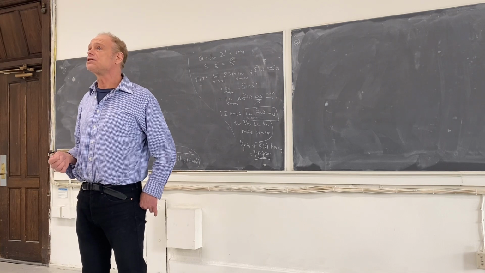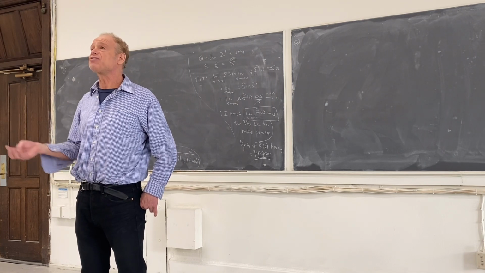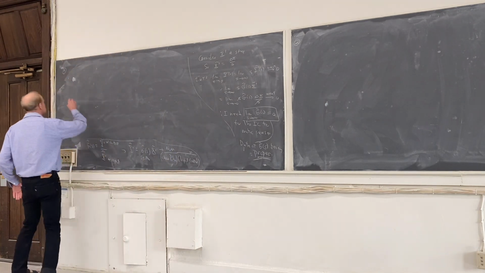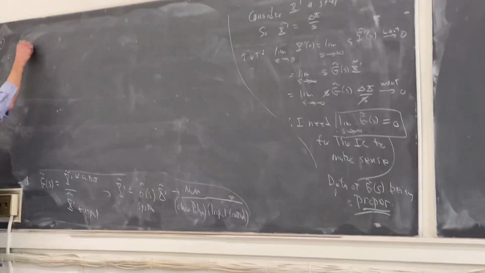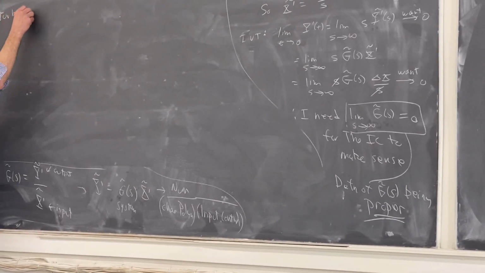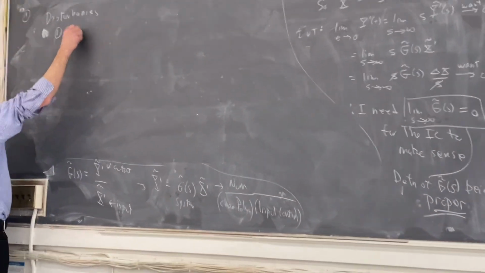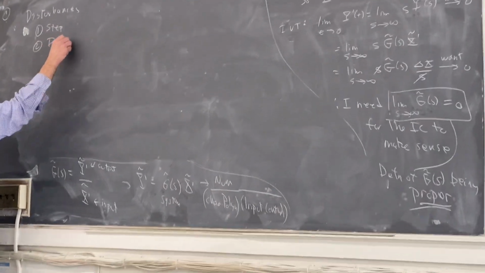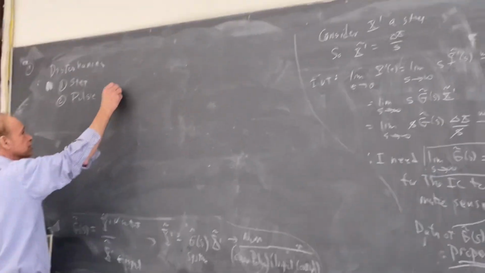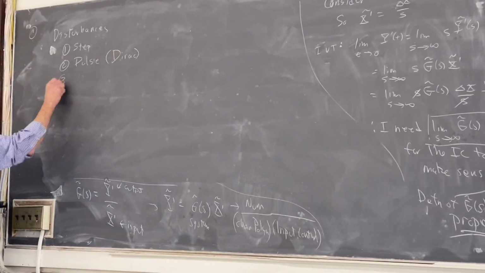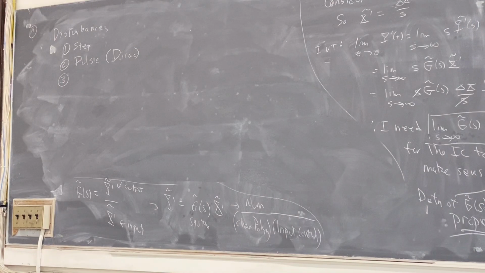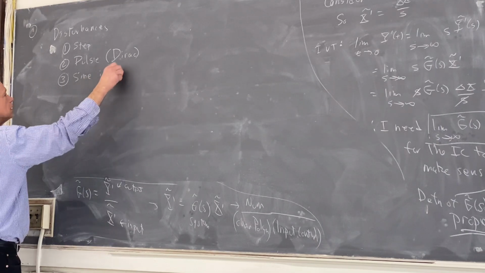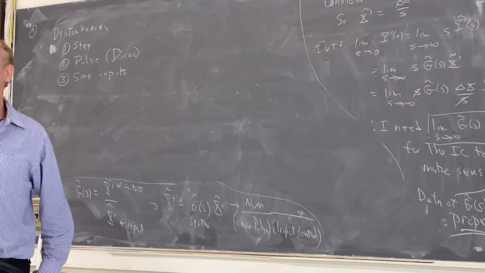I might also want to know what happens when I have different kinds of inputs, different kinds of disturbances. So our inputs, typically, so far this semester, the disturbances have been either a step function in some variable, in some input, a pulse, which we call a Dirac pulse. And what we're going to look at today is sinusoidal inputs, so inputs that oscillate in time. We're going to look at all those.